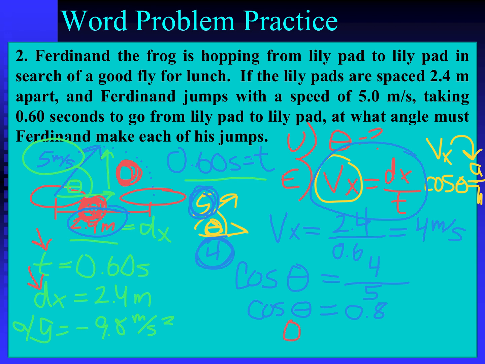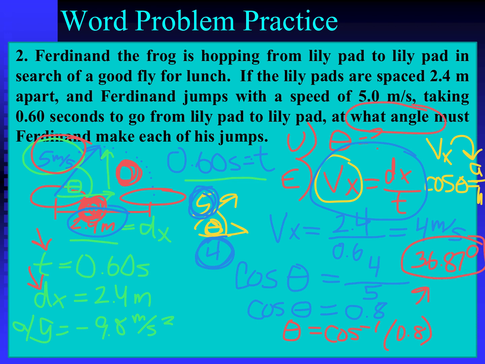To do that, remember, to get rid of cosine, I just need to, in my calculator, take the inverse of cosine and put 0.8 in the calculator. If I do inverse of cosine, so second cosine, 0.8, hit the enter button, what am I going to get? I'm going to end up getting about 36.87 degrees. There you go. So that frog jumped at 5 meters per second on an angle of 36.87 degrees. And that's what it wanted.